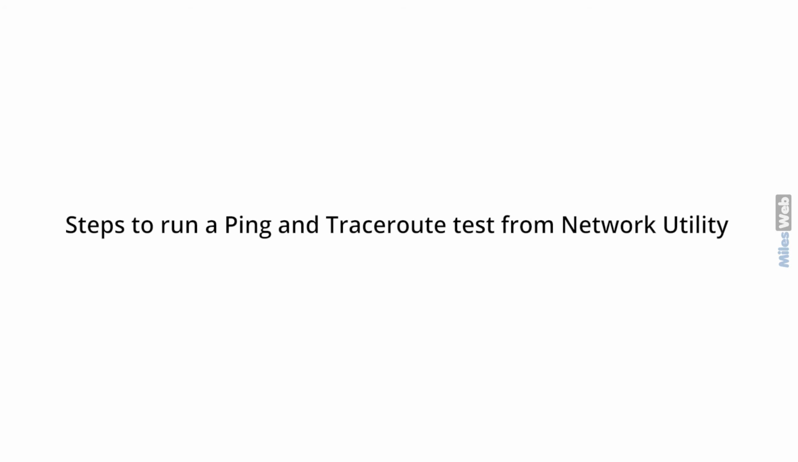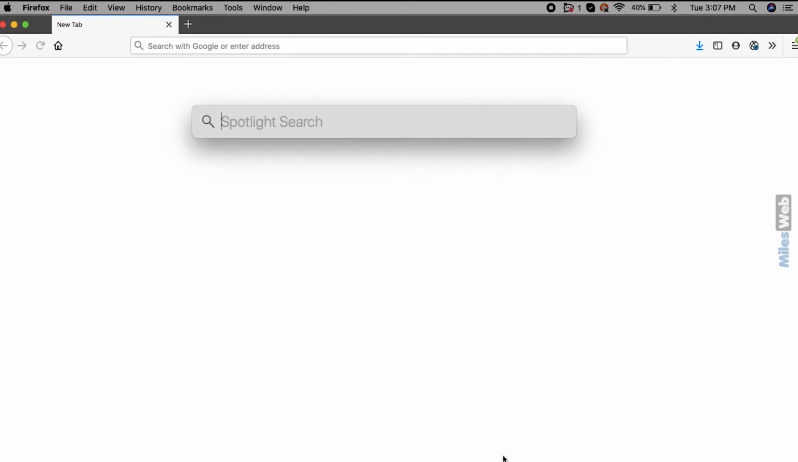To run a ping and traceroute test from network utility, follow these simple steps. To access the network utility section, first you need to press Command and spacebar key from keyboard to get Spotlight Search on desktop. Now, in Spotlight Search, type network utility and double click on it.